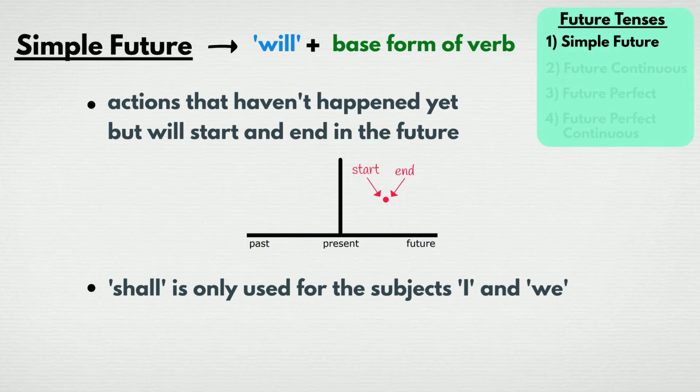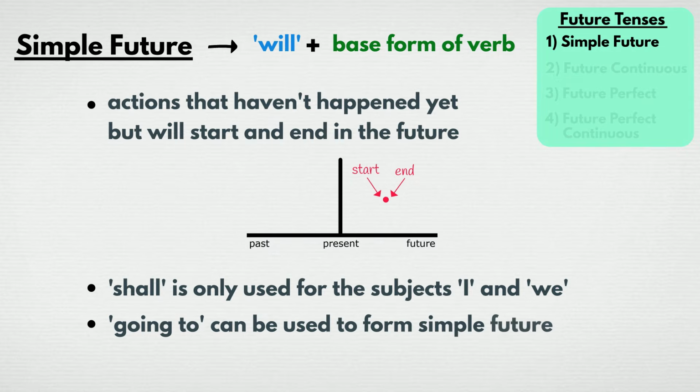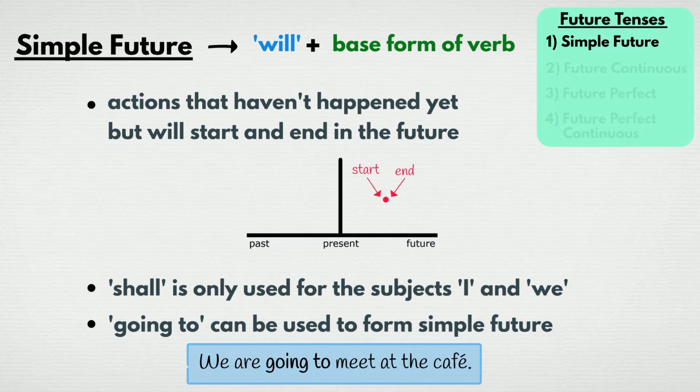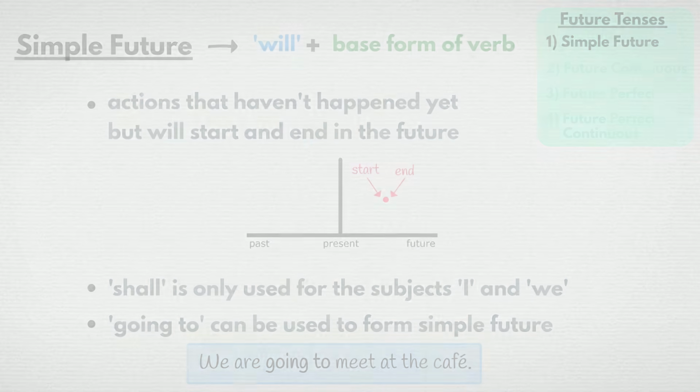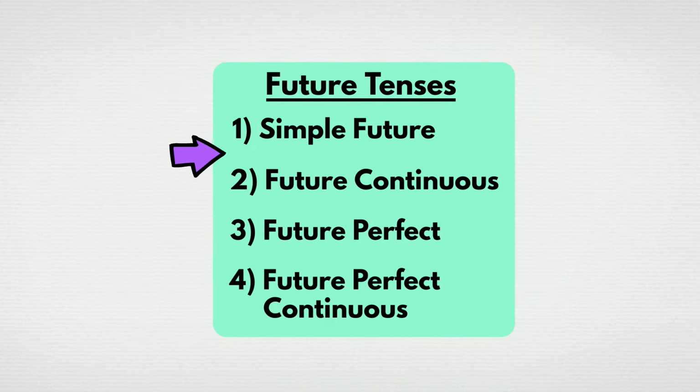One more point before we move on. The phrase going to can also be used to form simple future. For example, we are going to meet at the cafe. For a more detailed look at the difference between will and going to, check out our video on the subject. Find a link in the video description below. Now on to the next tense, future continuous.